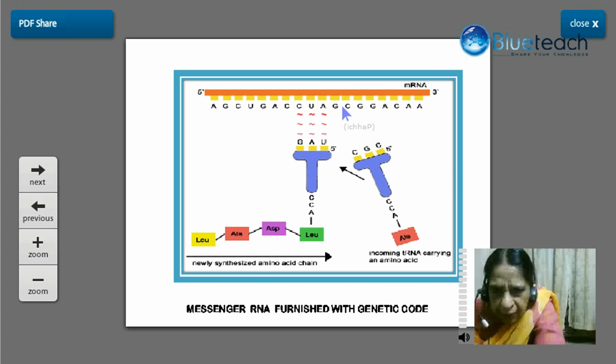This slide shows messenger RNA furnished with genetic code. The genetic code is the total of codons, and each codon is a triplet which is recognized by a transfer RNA by virtue of its anticodon, and it also recognizes the amino acid.